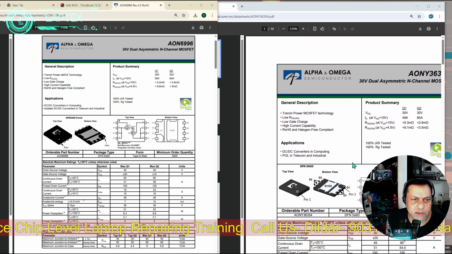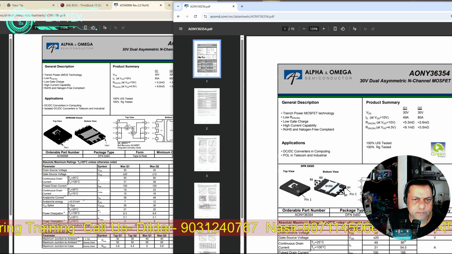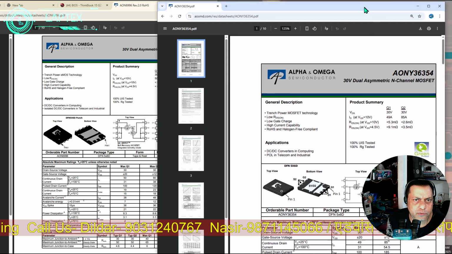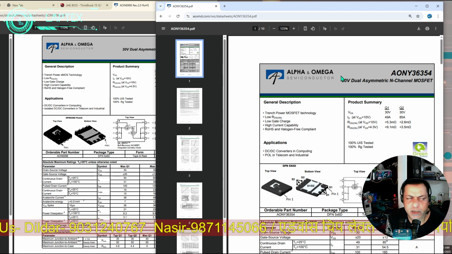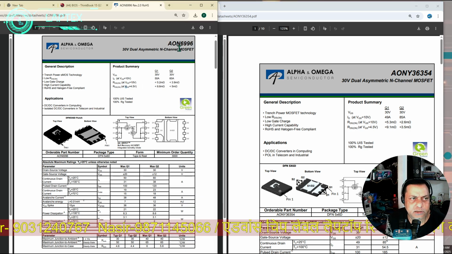Because this is the motherboard. Here is a little bit more I can show you. Here is the MOSFET number. Okay, and this one is this. So tell me, my VDS is 30 volt, so both have 30 volt. ID, continuous drain current, is for Q1. There are dual MOSFETs.